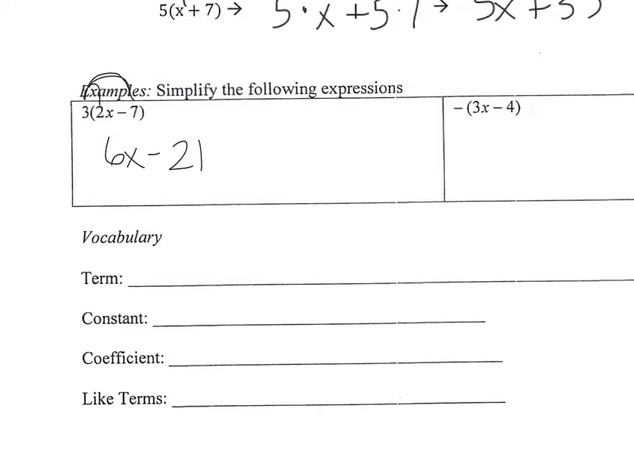Now this one, there's a negative on the outside, so that means you're going to make each term inside here opposite. So I try to think of it as cover up that negative sign and make each thing inside here opposite. So the opposite of positive 3x is negative 3x. And the opposite of negative 4 is positive 4.